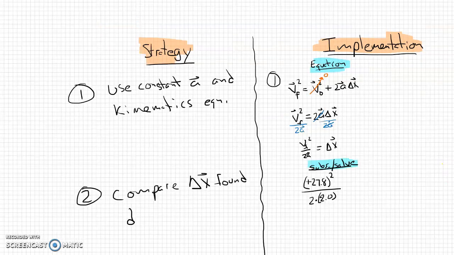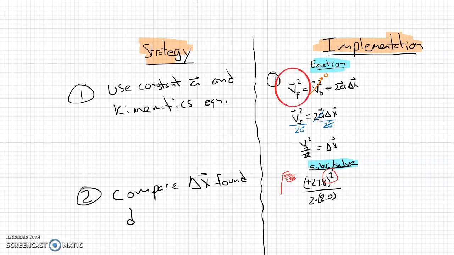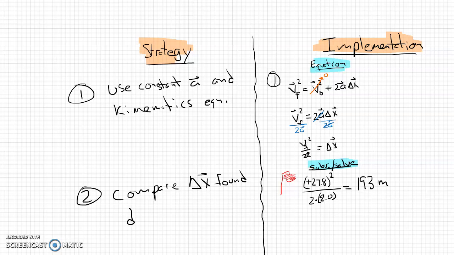Okay, so I've substituted in my numbers and I have done the calculations. Now, one thing I'll note here is one red flag that you want to look for. This is very common when using this equation. I see a lot of students often forget to square this. And again, you can see that the velocity is being squared, so make sure you don't forget that when you actually do this math. All right, when I put this in my calculator, I end up with 193 meters.